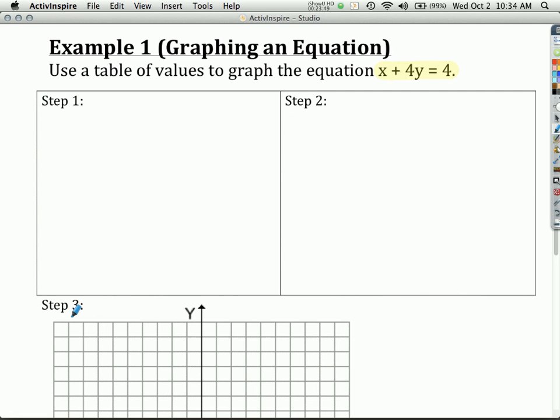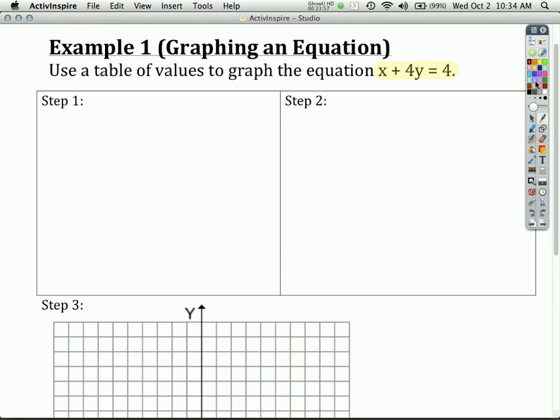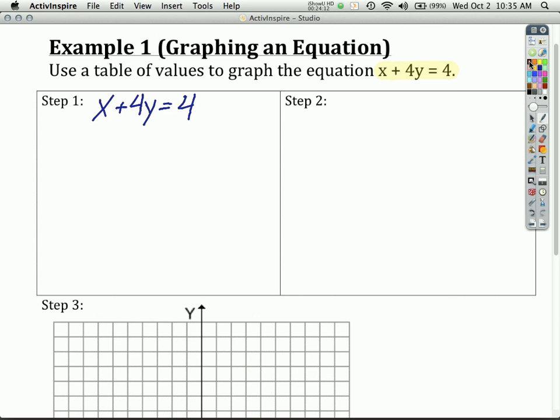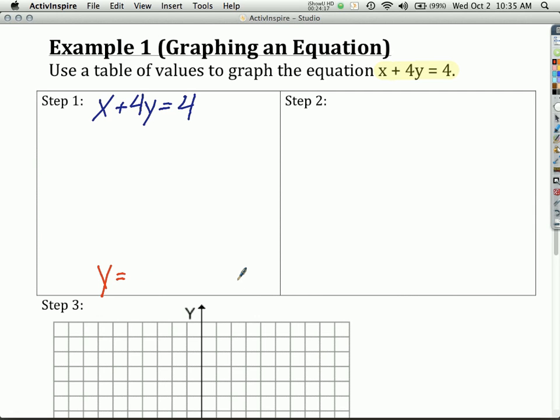Could someone refresh us? What's step 1? Step 1. Caleb? Rewrite the equation in function form. So the equation is x plus 4y equals 4. I want it in function form, which means when I'm done, it should be y equals something.